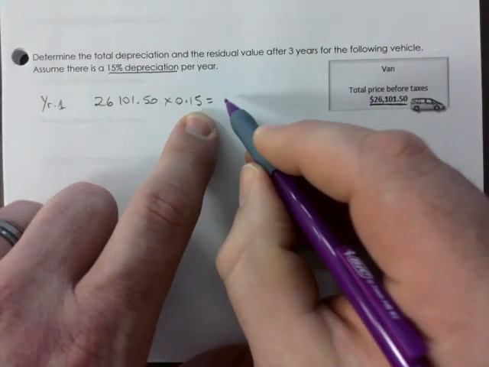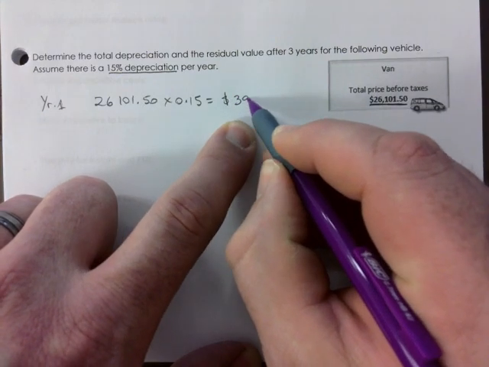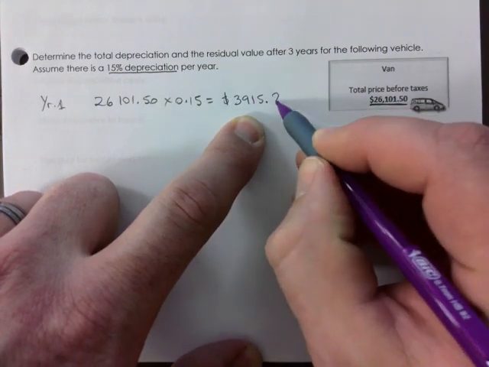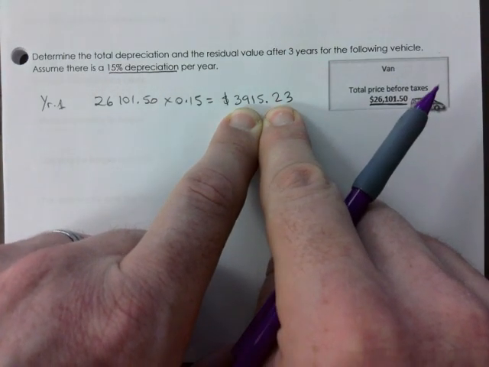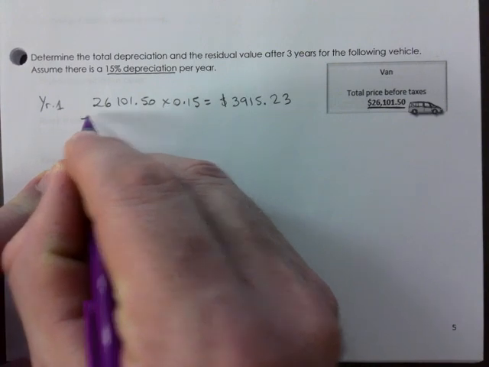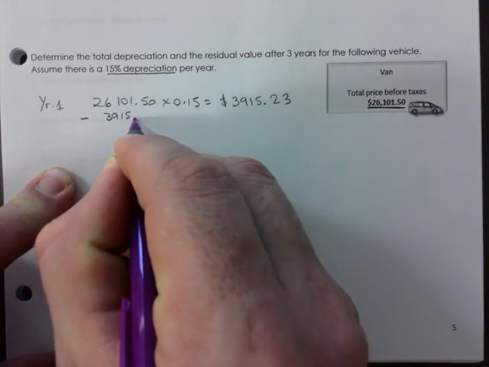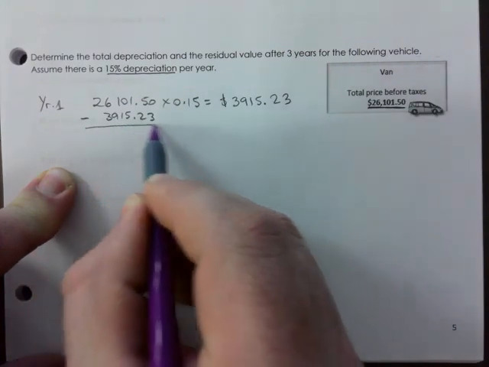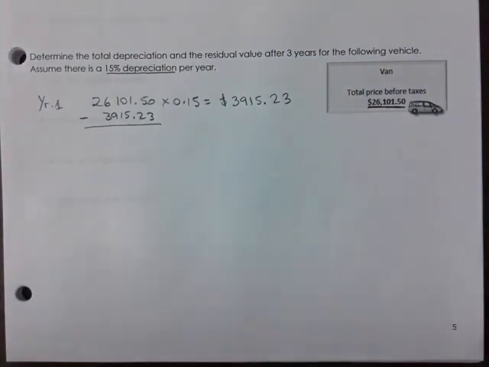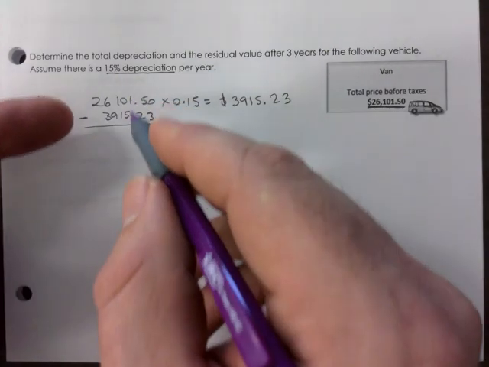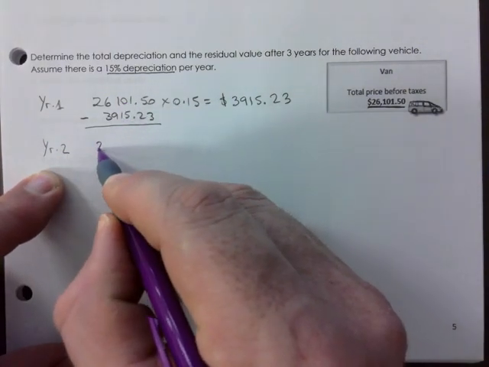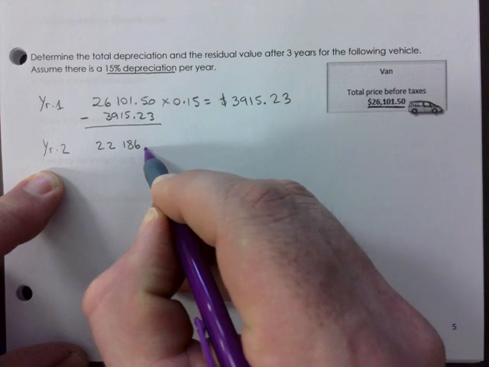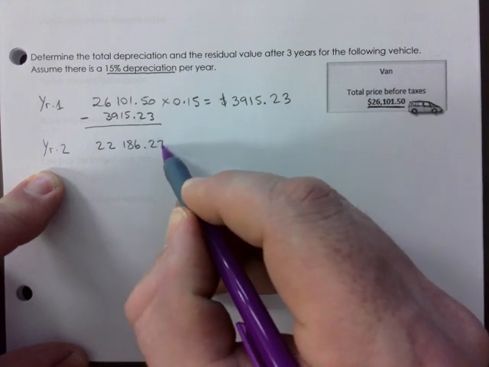I already have the key here, so this is probably what I will be doing most of the time moving forward. And so I know that that's how much I lost the first year. I just go like this, minus 3915.23. If you have room, most of you probably used it all up, that's fine. But if you have room, if you want to copy this, that's fine. So subtract year 2. When I subtract, I get 22,186.27.